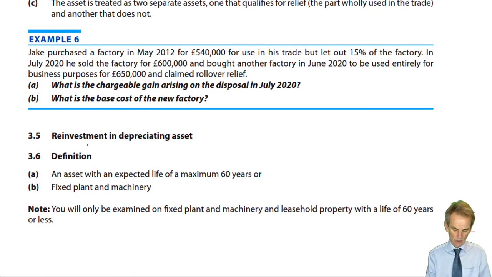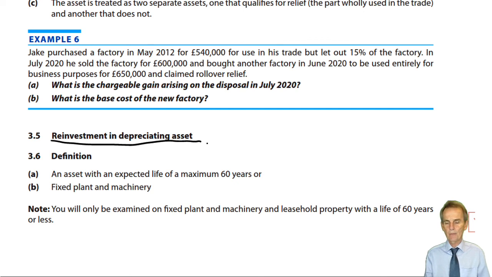And finally, we'll deal with reinvestment in a depreciating asset. Don't worry at this point what that means. The principles will be the same. It's just that the mechanics are slightly different.